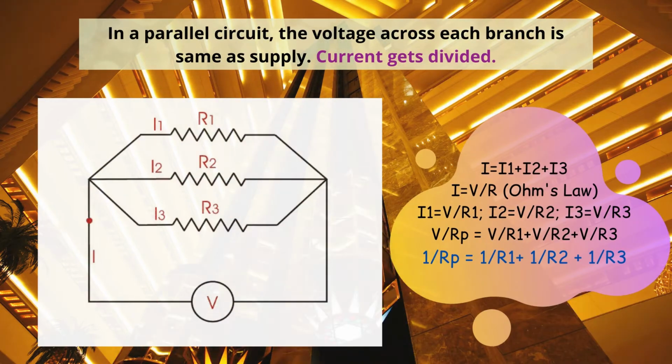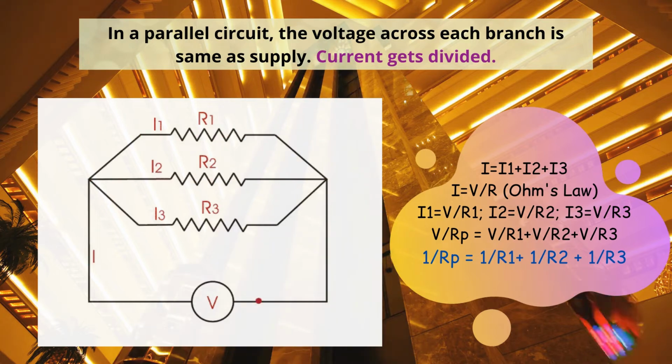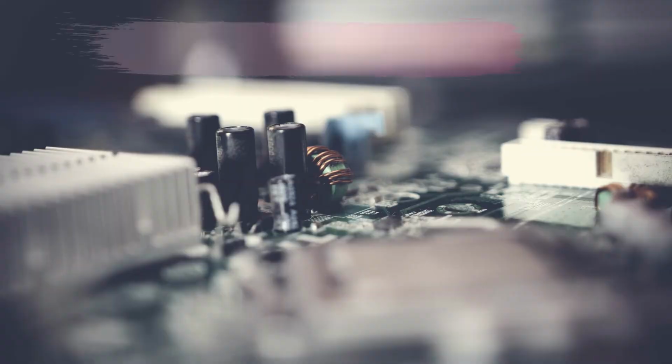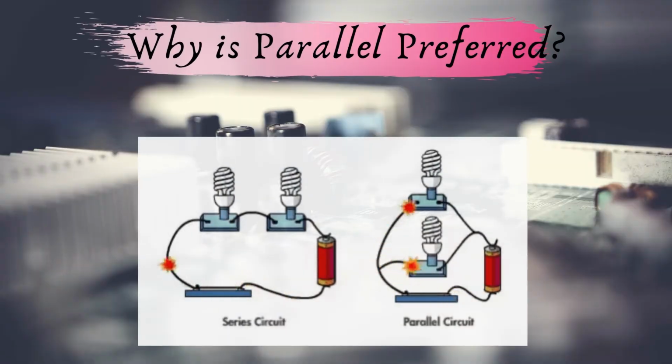In a parallel circuit, the voltage remains the same across all the branches, but the current gets divided. This is exactly the opposite of what we saw in the series circuit. As you can see from the figure, the total current I gets divided among the three branches as I1, I2 and I3. But the voltage across all the branches is equal to the supply voltage, that is V. On further simplification using Ohm's law, we get the reciprocal of equivalent parallel resistance, that is 1 by R parallel equals 1 by R1 plus 1 by R2 plus 1 by R3. This is how the parallel circuit operates.